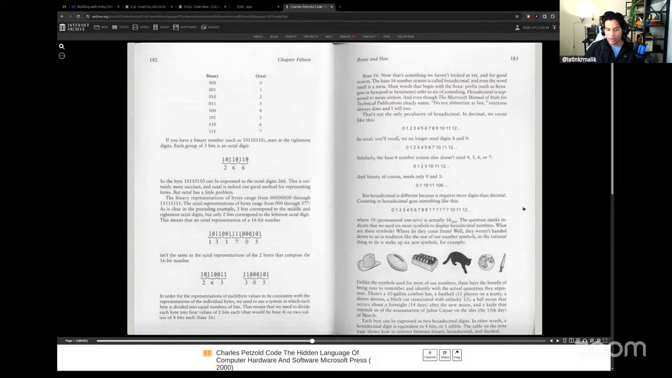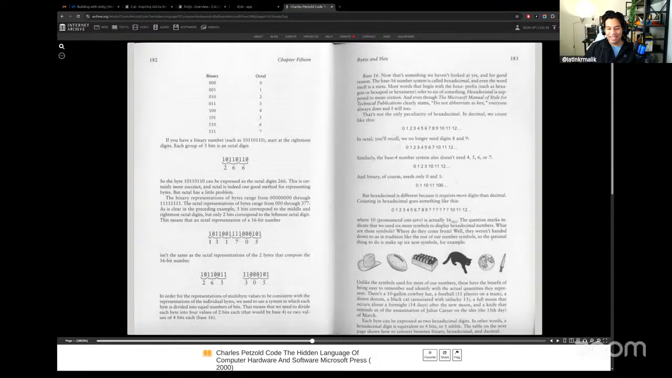Unlike the symbols used for most of the numbers, these have the benefit of being easy to remember and identify what actual quantities they represent. So there is a 10-gallon cowboy hat, a football with 11 players on a team, a dozen donuts, a black cat associated with unlucky 13, a full moon, no, that's not a globe, a full moon that occurs about a fortnight, every 14 days after the new moon, and a knife that reminds us of the assassination of Julius Caesar on the Ides, the 15th day of March. This seems a little excessive.